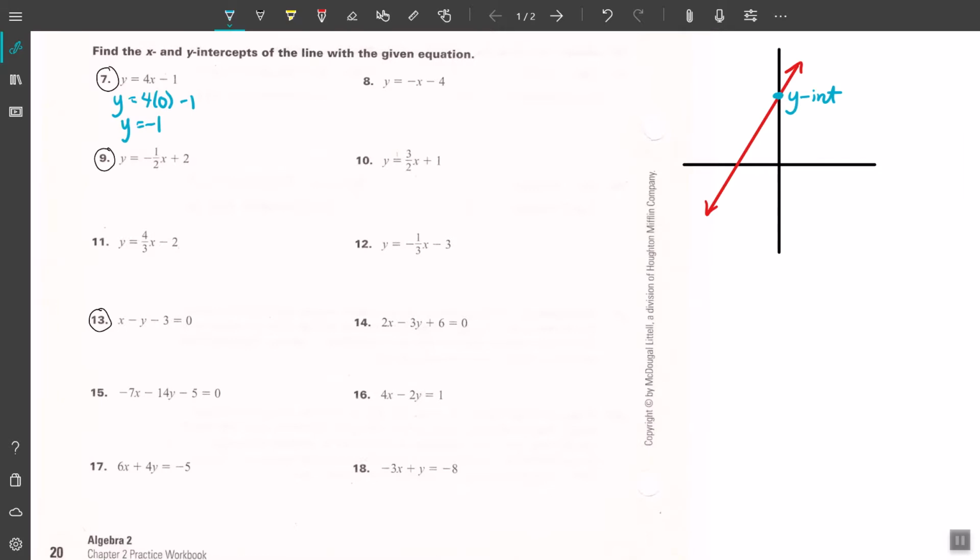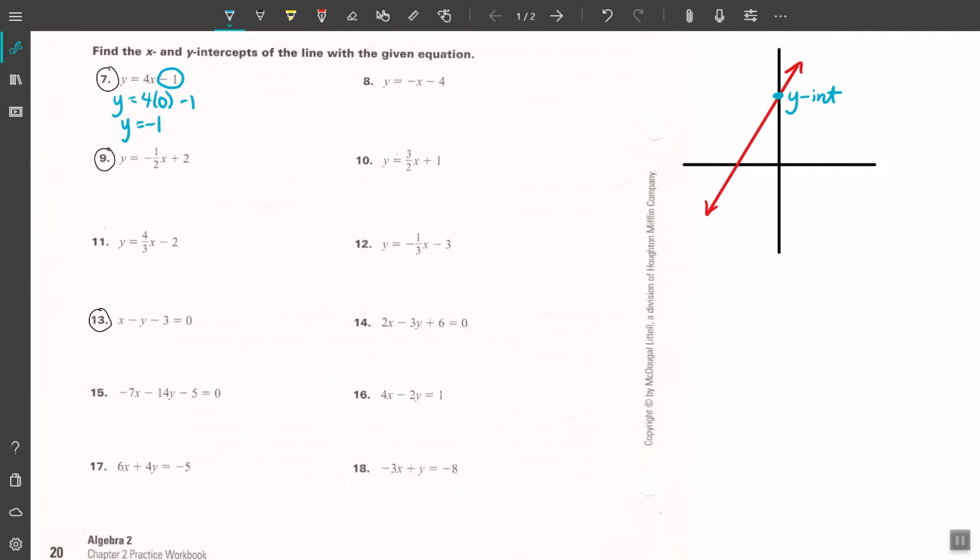Now, that makes sense because we've got this particular equation in y equals mx plus b form. So we could have just looked there and said, that's our y-intercept. But this is another way to do it, especially if it's not in y equals mx plus b form. And we'll do one like that here in a minute. So that's our x-intercept, or I'm sorry, our y-intercept.